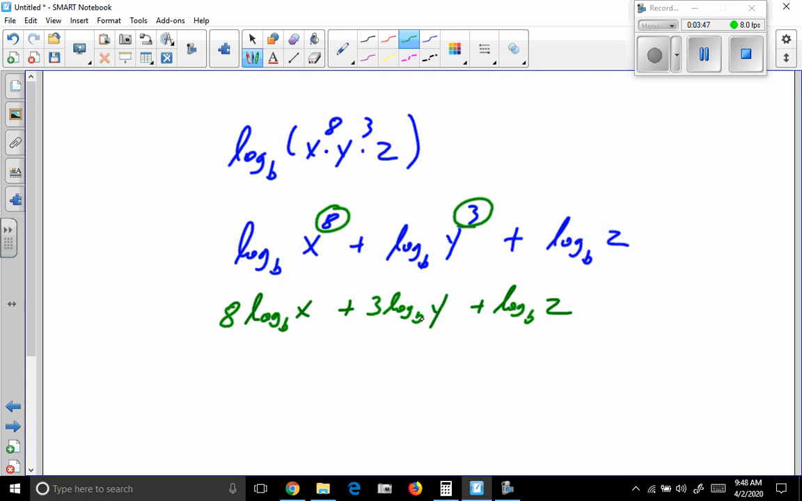If we had a number for the base, and if these were numbers and they could be simplified, then we would want to do so. But as this is, we can't break this down any farther.